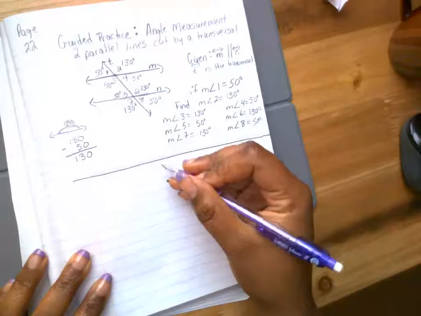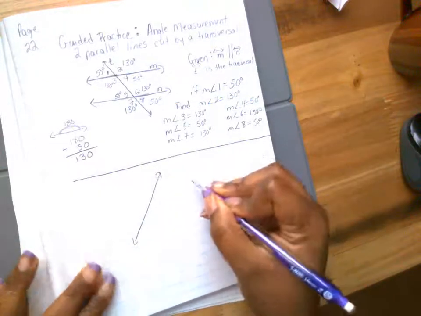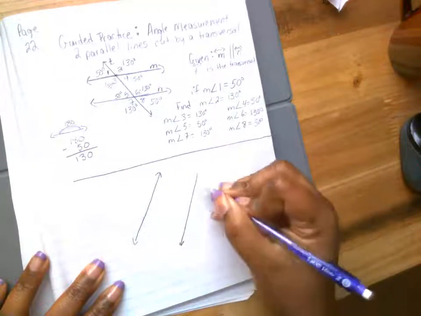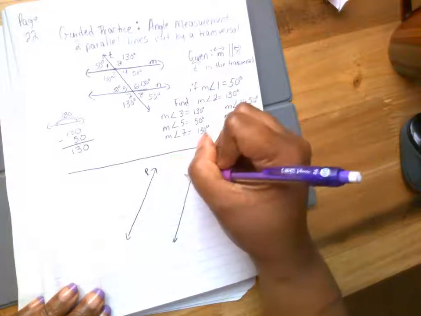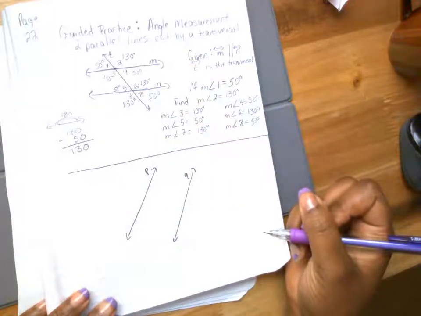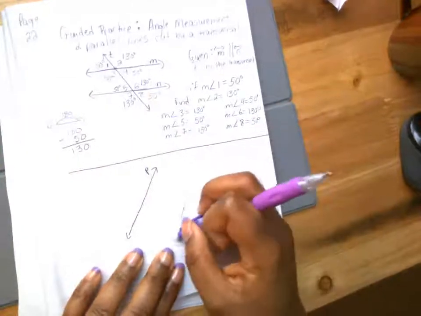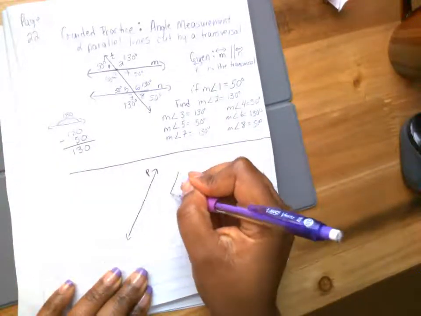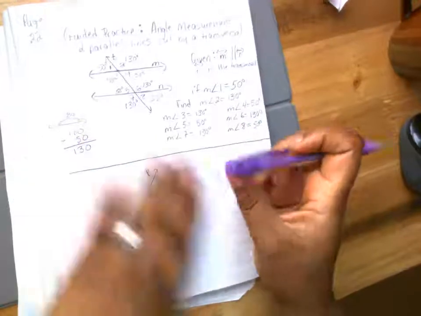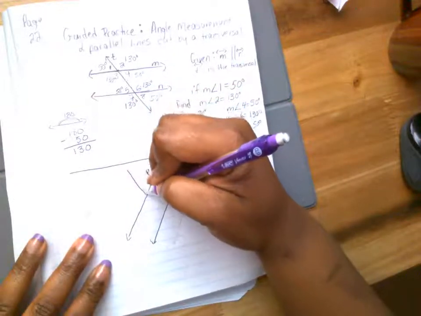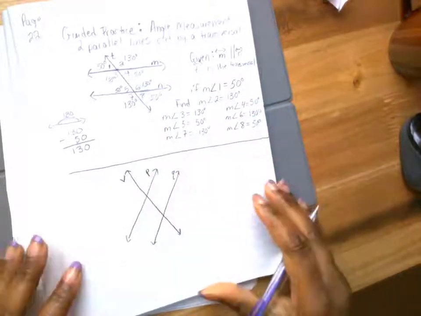Okay, I'm going to draw the diagram first. This time I'm going to have two parallel lines going this way. Okay, and I'm going to call the first parallel line P and the second one Q. And it's too far apart. Sorry. Let me bring it a little closer together. That's better. And then I have my transversal line. And I'm going to name my transversal line V. Okay.